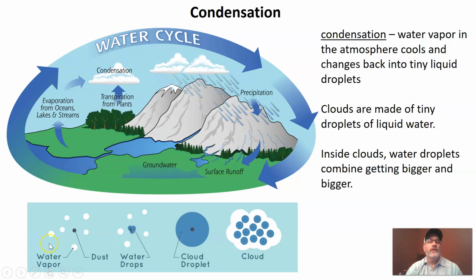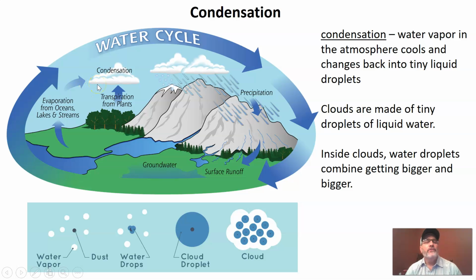So condensation is when we have this water vapor that is in Earth's atmosphere, and it's carried upwards by winds, and it gets carried higher and higher up into the atmosphere. As it gets up higher and higher into the atmosphere, it's going to begin to cool down and it's going to begin to change state again. So condensation is just really when water vapor that's in the atmosphere begins to cool and it changes back into tiny droplets of water. So we turn it back into a liquid.